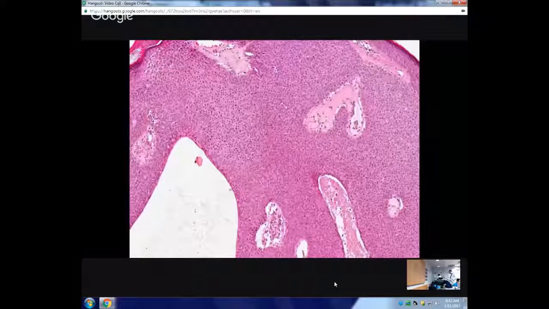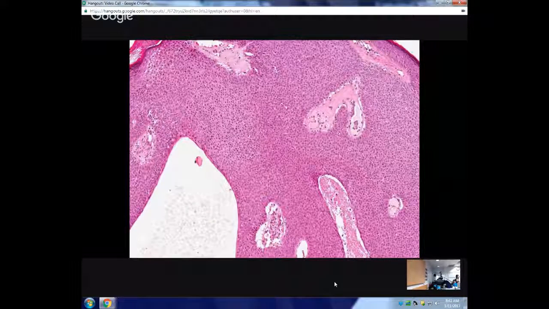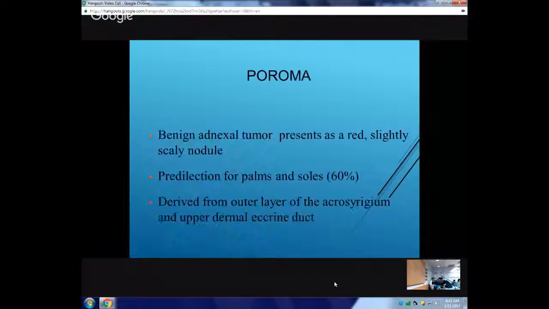Dermatopathology, as a resident, you feel that it is too overwhelming because there are a lot of new names that come up. But if you make a list of all the diagnoses, it is a maximum of around 600 diagnoses. So it's not a lot of diagnoses. A benign adnexal neoplasm presents as a red, slightly scaly nodule. Most poromas occur on the palms and the soles, but they can occur in other areas, and they are derived from the eccrine duct.